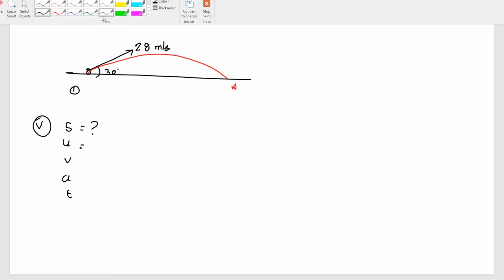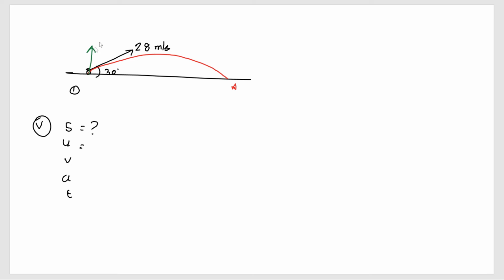From there we can easily find that our initial vertical component is 28 sin 30, that is actually 14, and the horizontal component is 28 cos 30. Since we're working with the vertical component of motion, we will only take the initial vertical velocity, which is 14. When a particle reaches the maximum height, what is the vertical component of the velocity? The vertical component of the velocity at maximum height is always 0, and the acceleration is negative 9.8.